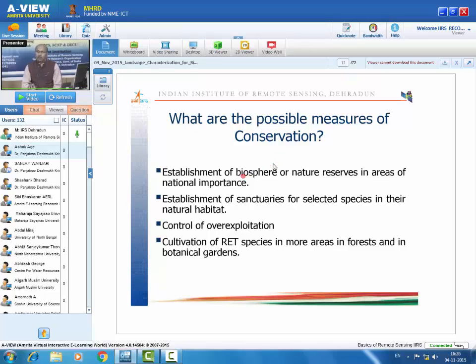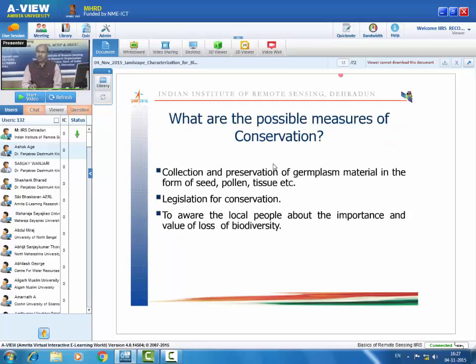So what should we do? We should have the biosphere reserves, we should have the sanctuaries, and we should stop the overexploitation of resources, and particularly we try to conserve the rare, endangered and threatened species, either in botanical gardens or maybe conserved in the forest area. So this is a priority area for us and we have been doing it.